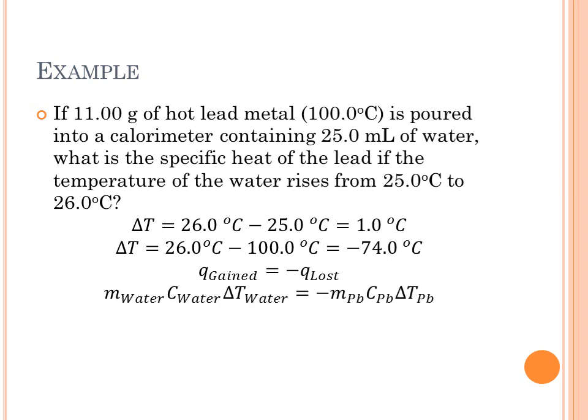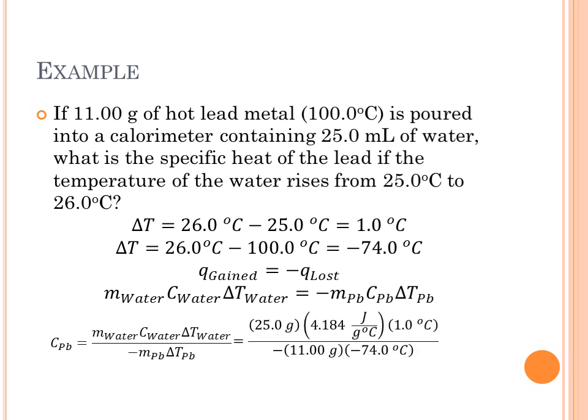So then we can substitute and say that mc delta T for the water is equal to negative the mc delta T for the lead. What we want to solve for is the specific heat of the lead, so solving that, the specific heat of the lead is the mass times the specific heat times change in temperature of the water divided by the negative mass of the lead and the change in temperature of the lead. Then it's just plug and chug.